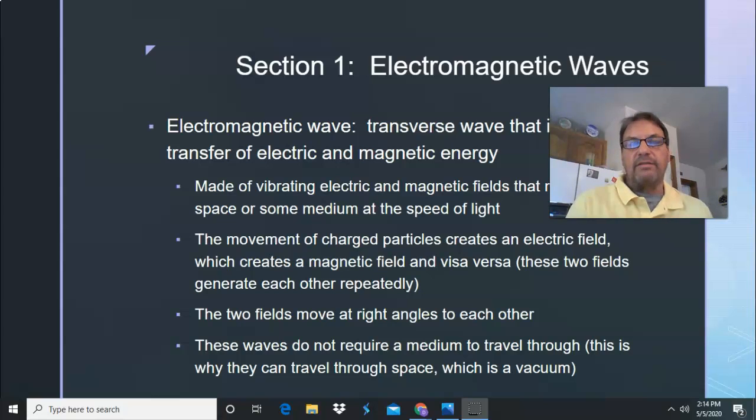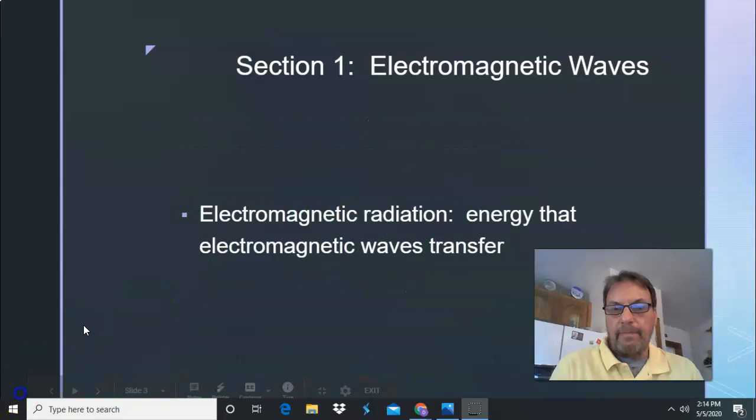So we'll be talking about radiation, and we know that radiation is when energy is transferred through empty space, and that's the reason we feel the heat of the sun, and that's why we can see the sun. The light waves travel to us through empty space, and so we'll be talking about that as well. Okay, as I said, electromagnetic radiation is energy that the electromagnetic waves transfer. So we know that it's electricity and magnetism together, traveling through space, carrying energy, so that's radiation.